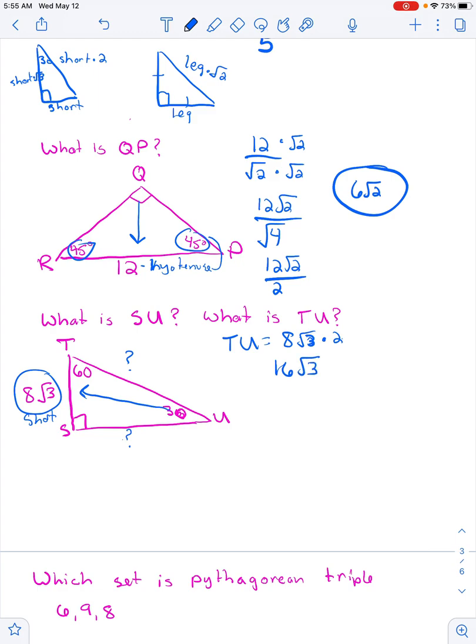For SU, that's my mid side, so I take my short side, 8 square root of 3, and times it by the square root of 3. So 3 times 3 is 9, and the square root of 9 is 3, so that side is 24.